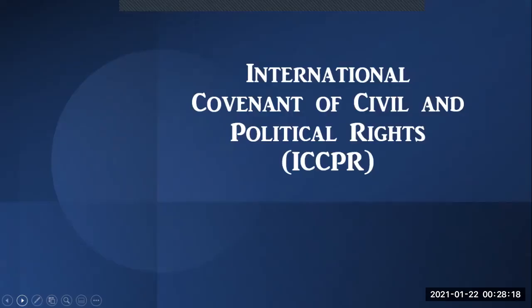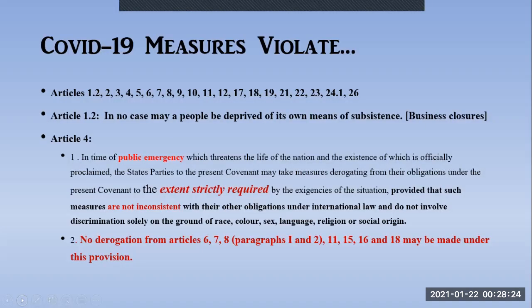So now let's look at the International Covenant of Civil and Political Rights, the ICCPR. And we have the listed articles that the COVID-19 measures violate. Now, Article 1.2, as I mentioned a bit earlier, states that in no case may a people be deprived of its own means of subsistence. And you can have business closures included in here.